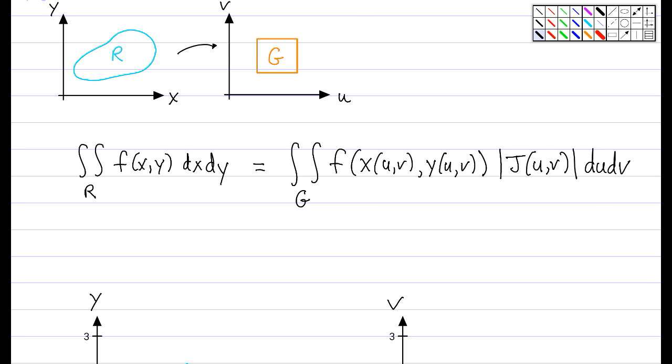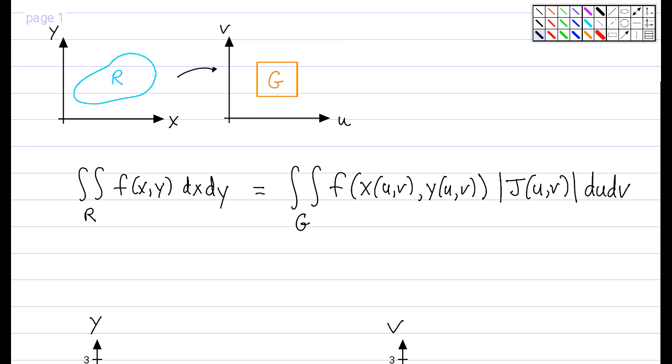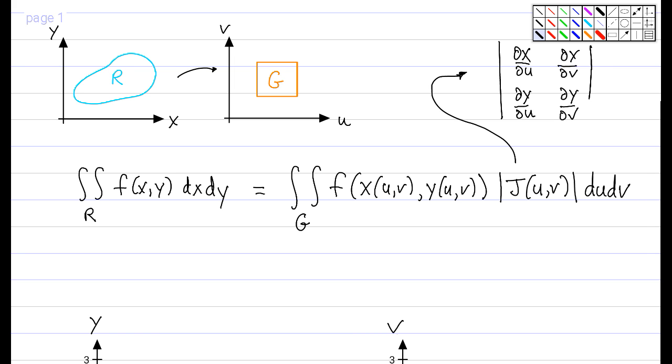What is this Jacobian thing? Well, it's a little bit complicated. I'll put it up here. It's the determinant of the partial derivative of x with respect to u, partial derivative of y with respect to u, partial derivative of x with respect to v, and the partial derivative of y with respect to v. And we're going to need to take the determinant of that. It's a little complicated, but hopefully when we do an example, it won't be so bad.